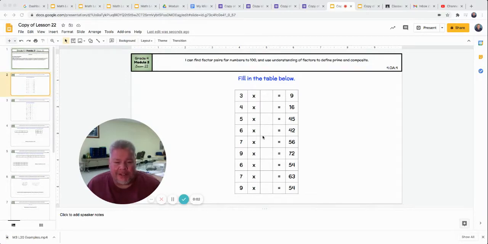All right, well, let's get started on today's lesson. So you've seen what we're talking about today. We're talking about factors, we're talking about prime numbers, composite numbers. So a little break from multiplication and division. Well, it really is multiplication, isn't it? But let's take a look at this chart to get our brain warmed up.